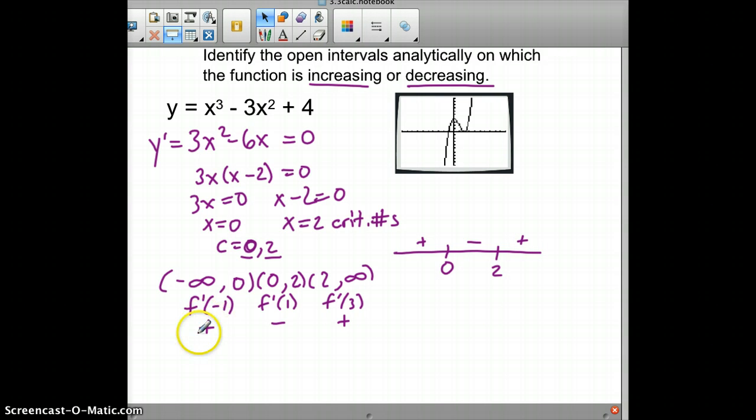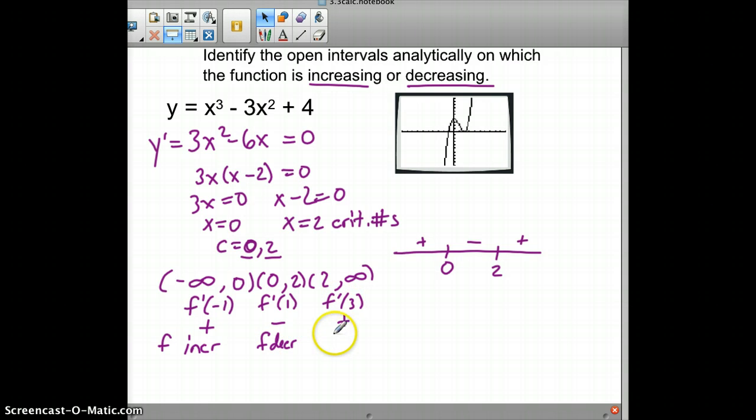Now, what does it mean if the derivative is positive in a certain interval? It means that the graph, the function, now don't use the word "it." What are you talking about? The derivative being positive or the function being positive? Don't say "it is positive." Say the derivative is positive, so that means the function is increasing. The derivative here is negative, so the function is decreasing.